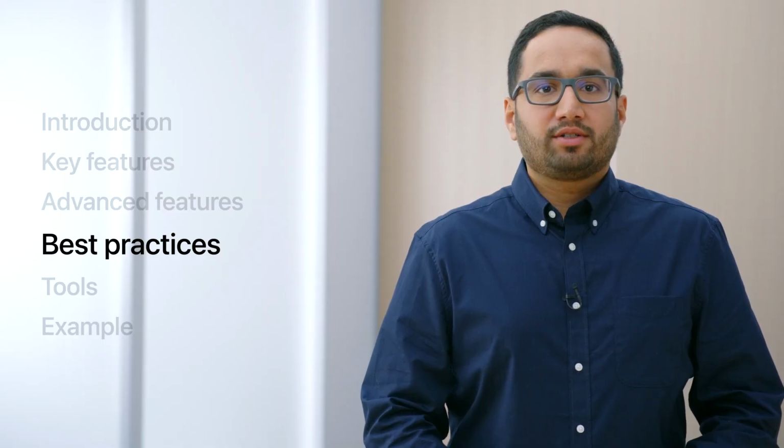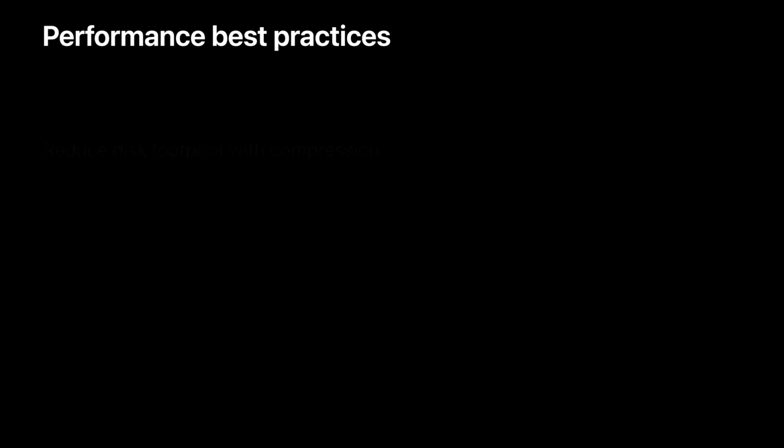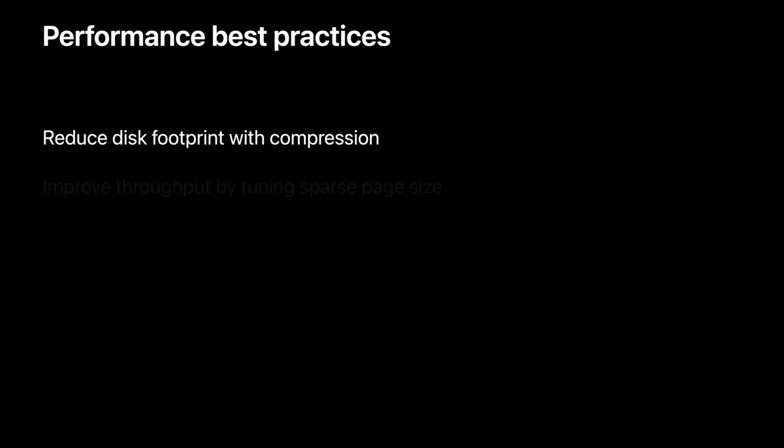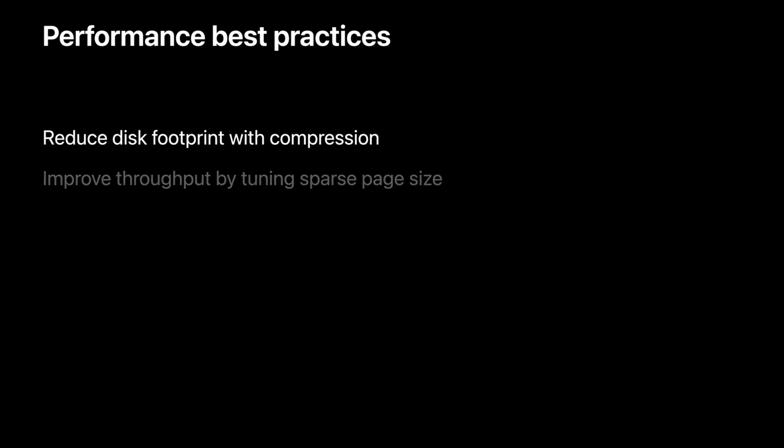As you add fast resource loading to your apps, here's some best practices to keep in mind. First, consider compressing your assets. You can reduce your app's disk footprint by using built-in or custom compression. Compression lets you trade runtime performance for a smaller disk footprint. Additionally, you can improve storage throughput by tuning the sparse page size when using sparse textures. I'll go through each of these in more detail, starting with compression.